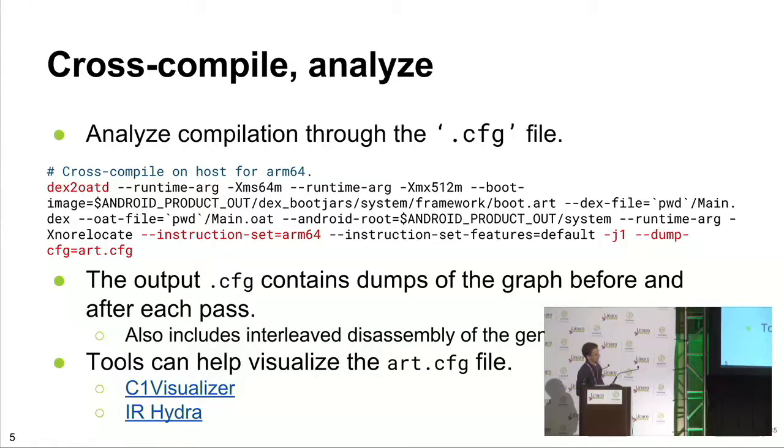The -j1 is just there because otherwise the compiler would use multiple threads, and it doesn't support dumping the debug information with multiple threads. So this produces a text format file that contains the state of the graph before and after every pass on the graph. It also includes some disassembly of the generated code, so it's very convenient to see what code we produce. With a bit of experience, it can be read manually and understood, but otherwise there are some tools that have been mentioned, and you have the links here, that can build you a nice graph, and you have easy access to the information.